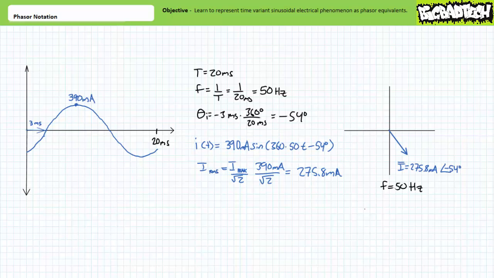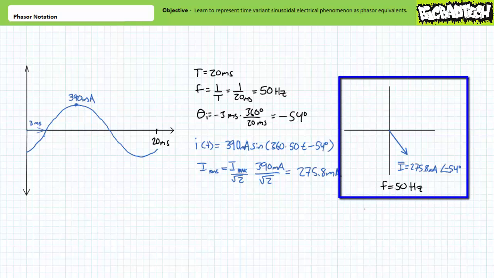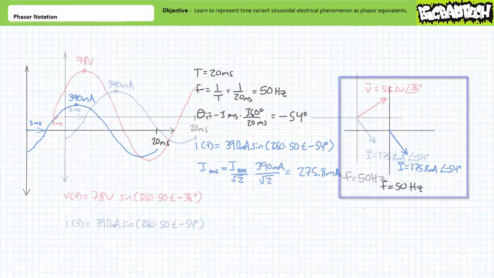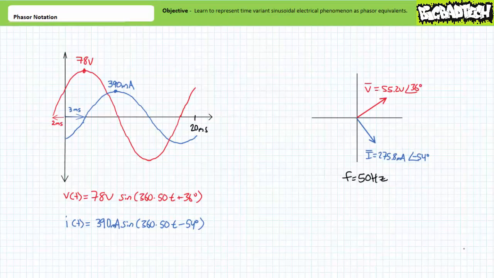This peak value corresponds to an effective current value of approximately 275.8 milliamperes. The phasor equivalent I is therefore equal to 275.8 milliamperes at an angle of negative 54 degrees. Illustrated on the phasor diagram, I has a magnitude of 275.8 milliamperes and is pointed at an angle of negative 54 degrees. Going back to our first example problem examining a voltage waveform with the same frequency, we can compare and contrast the two methods of representing electrical phenomena.